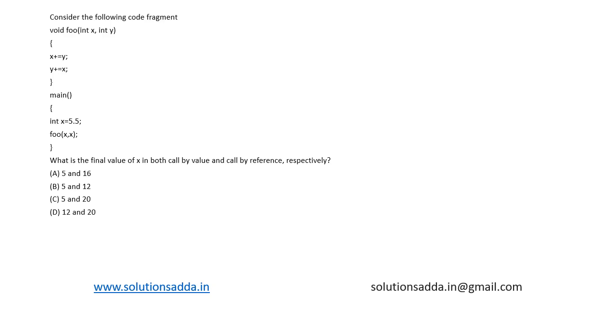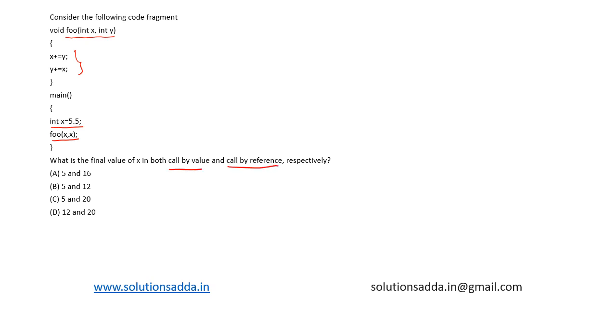This is a question from C programming. We are given a code fragment. Here the function foo is accepting integers x and y, and this is performed. In the main function we have int x equal to 5.5 and foo of x comma x is called. What is the final value of x in both call by value and call by reference?